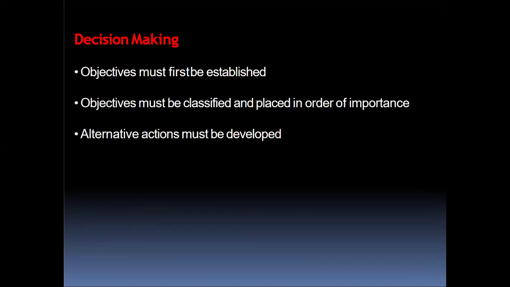So what are the following main points to be considered for decision making? First thing, our objective must be clearly established. Next thing, classify the objective according to the order of importance. Then list out the alternative actions to be developed.